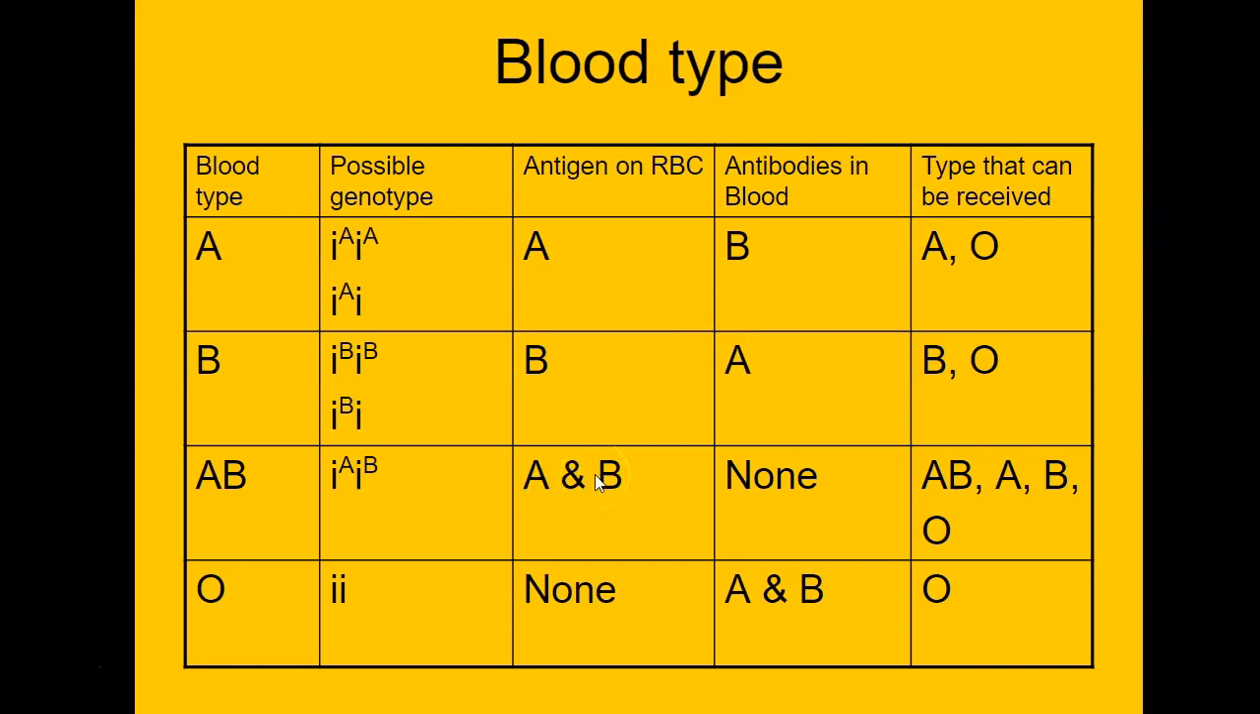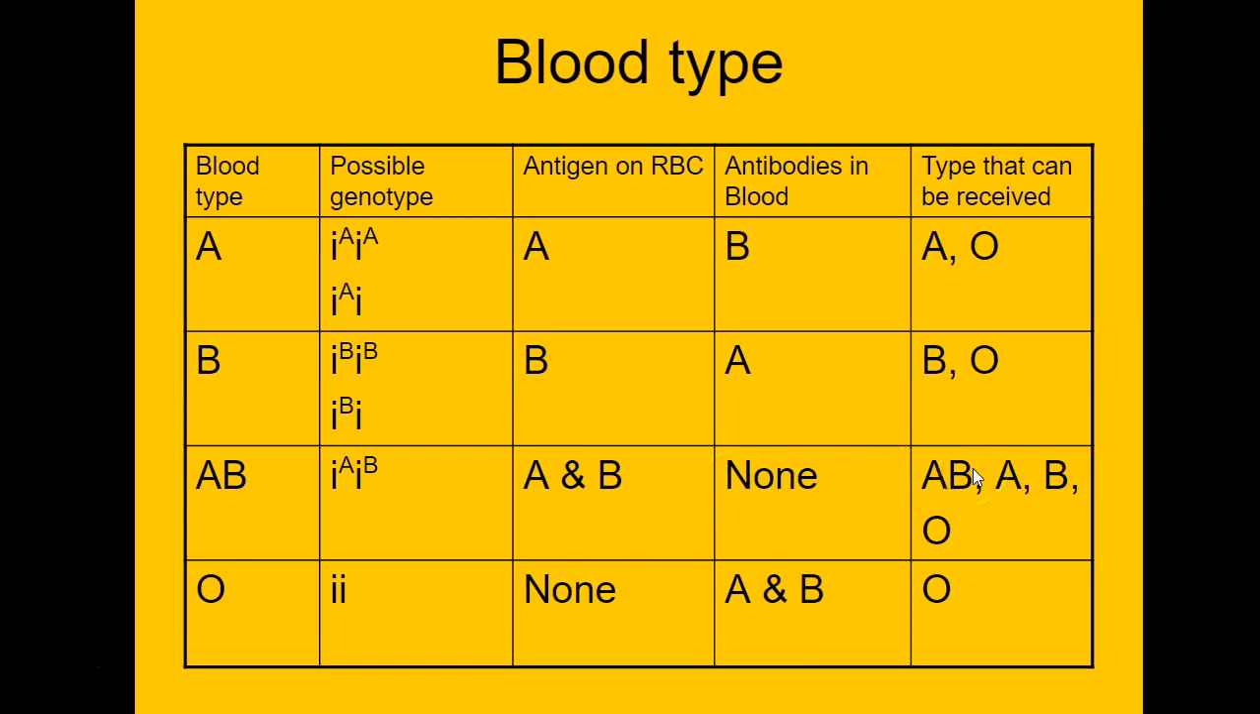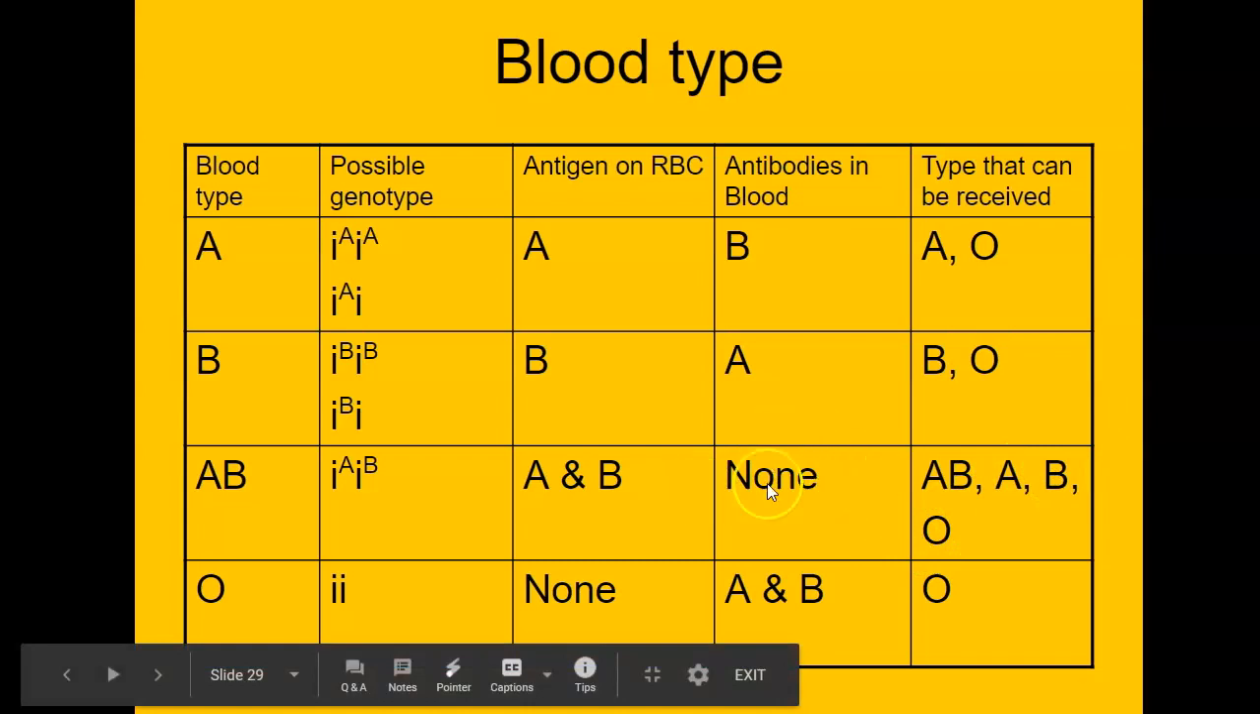AB blood is actually called the universal acceptor because it has no antibodies. So it doesn't have any defense system against A and B blood. So what that means is this person can take anybody's blood. It could take AB, A, B, or O because there's no antibodies. It's like imagine a net without a goalie.